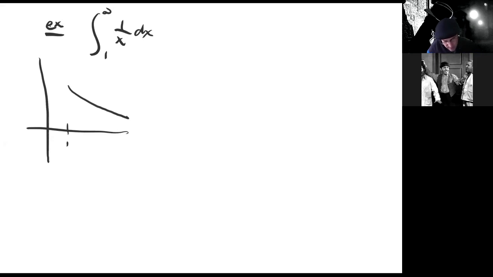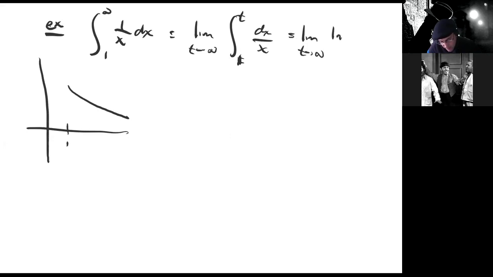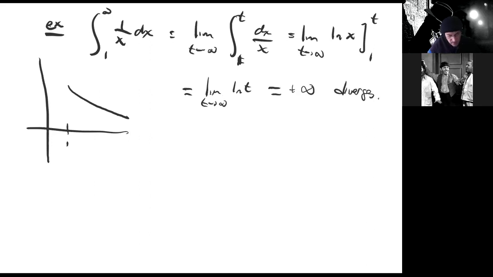But when we do it, this is by definition the limit as t goes to infinity of the integral from 1 to t of dx over x, which is the limit as t goes to infinity of ln absolute value of x, but t is non-negative here, so we could just put ln of x from 1 to t, and that's the same thing as the limit as t goes to infinity of ln of t minus ln of 1, but ln of 1 is 0, so it doesn't appear, and this goes off to plus infinity, so it diverges, and that's all you can say. So this integral doesn't exist.